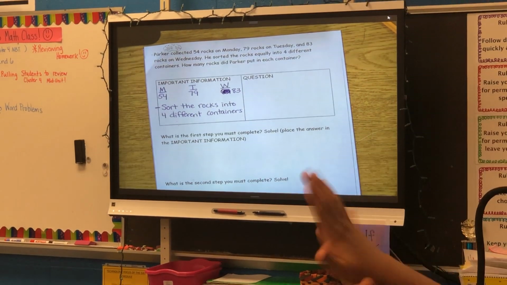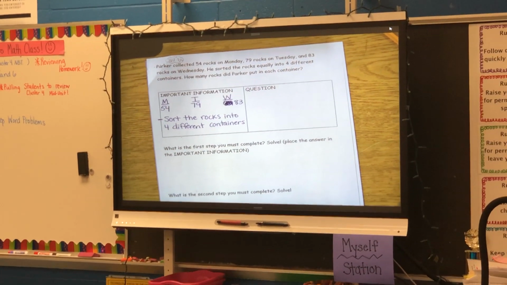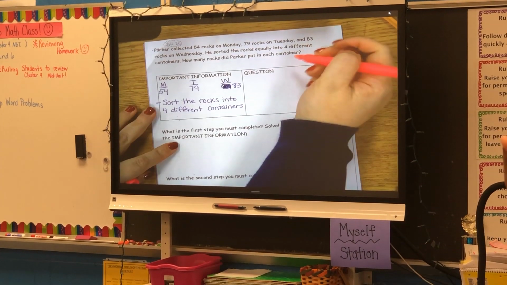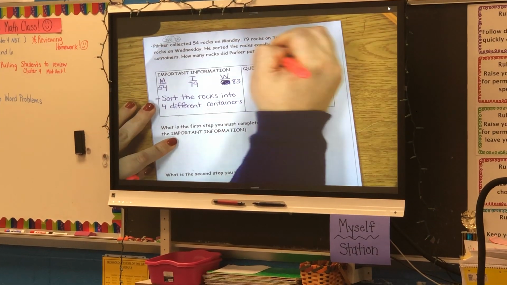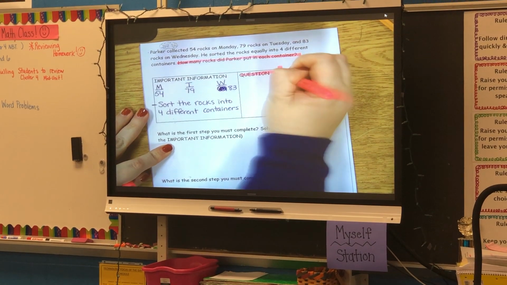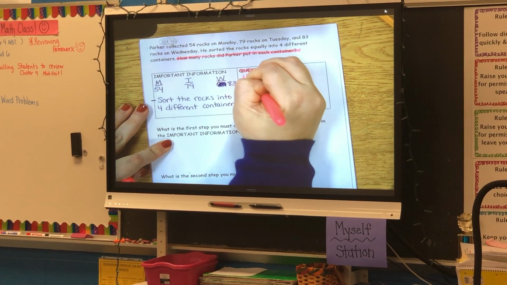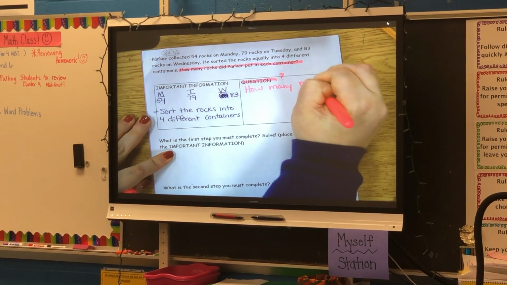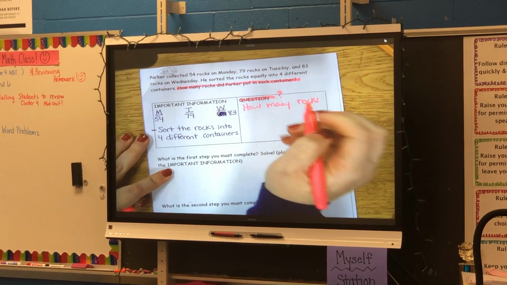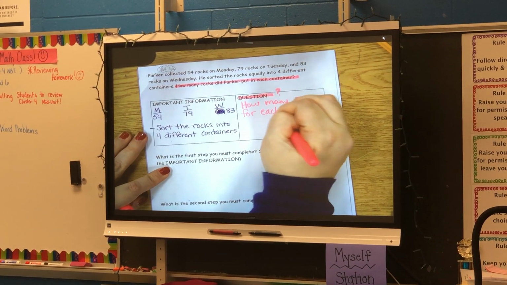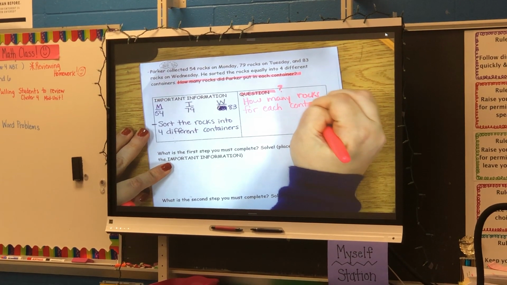Okay, and so our question: how many rocks did Parker put in each container? That's going to be our focus. How many rocks for each container?